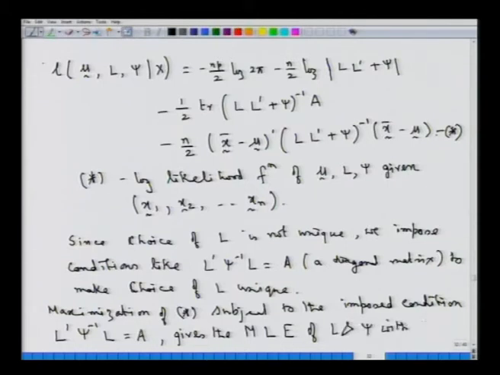diagonal matrix gives the maximum likelihood estimators of L and ψ, with of course μ hat, the maximum likelihood estimator, given by the usual maximum likelihood estimator, which is x̄. So, using the form star as the likelihood function of μ, L and ψ, and using a condition like this to be a given diagonal matrix, we can maximize star with respect to this condition and arrive at the maximum likelihood estimators of L and ψ, with μ hat given by x̄.